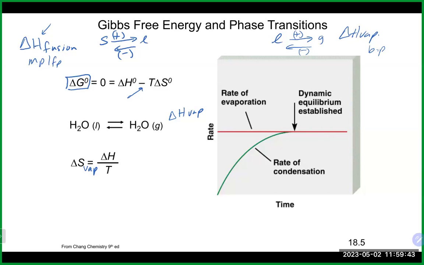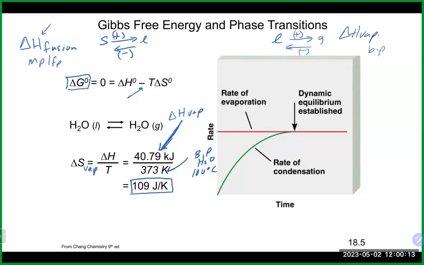And what we see here is a couple of things. This is water, so these values are obviously specific for water. That is the delta H of vaporization for water. It's about 40.8 kilojoules per mole. This is the normal boiling point for water, right? It's 100 degrees Celsius, which if you add 273 to it, gets you 373 Kelvin, right? So that is where that number comes from. And what we get here is an entropy of vaporization of 109 joules per Kelvin.